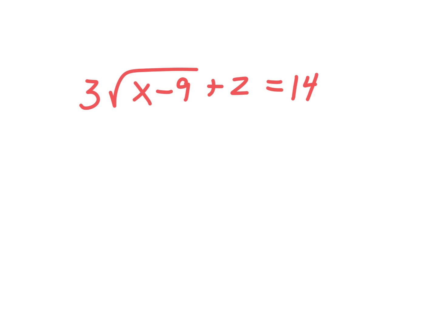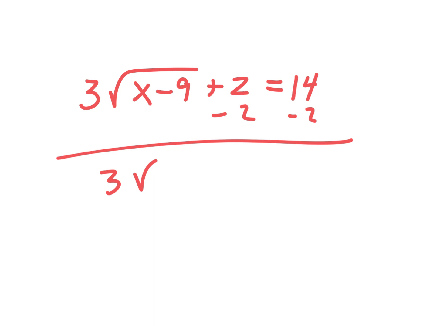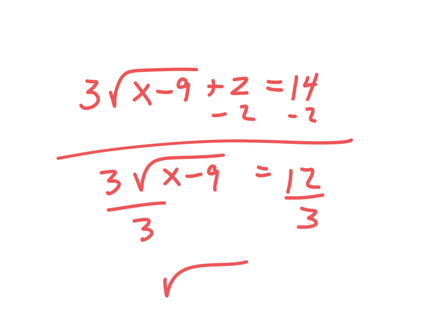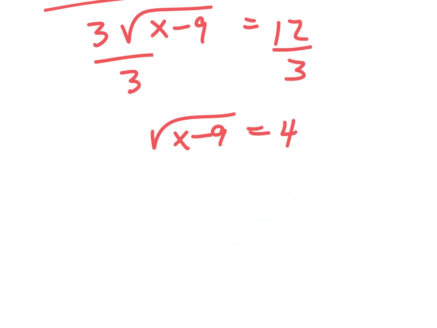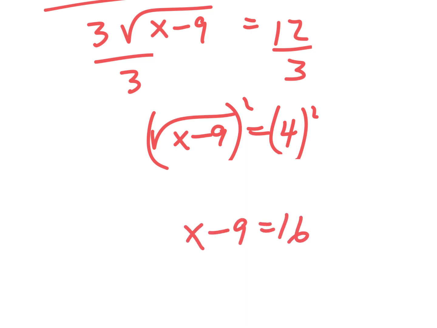Okay, following our PEMDAS backwards technique, we have to do our add subtracts. We're going to take away 2 from both sides. 3 square root of x minus 9 is equal to 14 minus 2, which is 12. And then I'm going to divide by 3 on both sides, and that's going to leave square root of x minus 9 is equal to 4. And then I'm going to square both sides, and I'm going to have x minus 9 is equal to 16. Add 9, x equals 25.